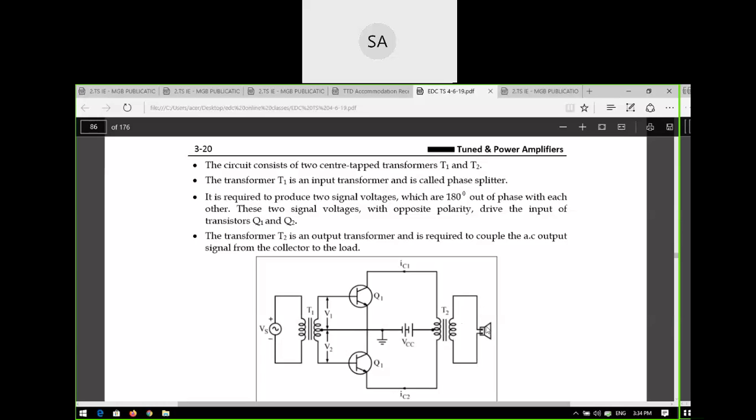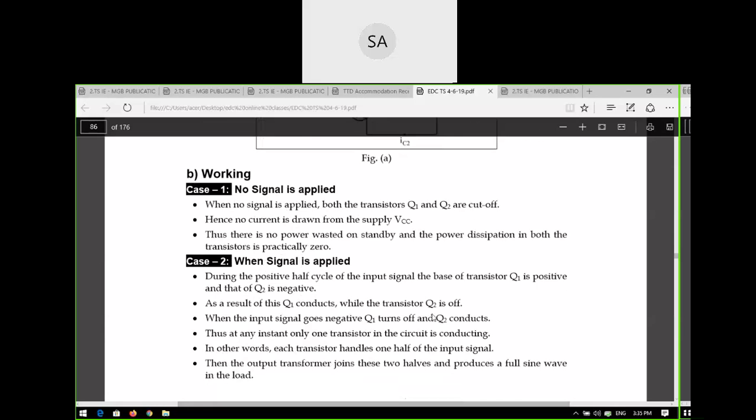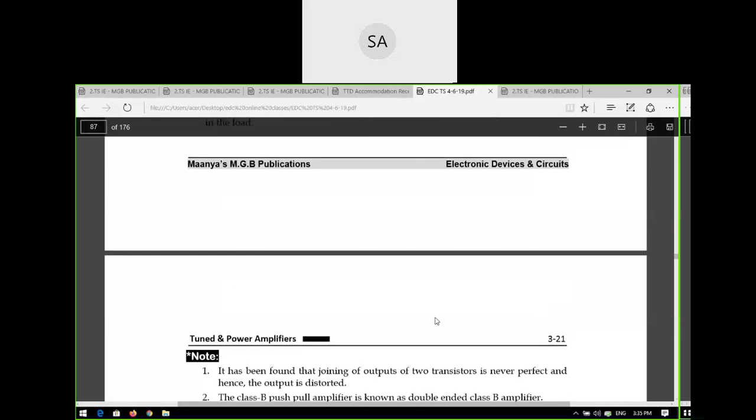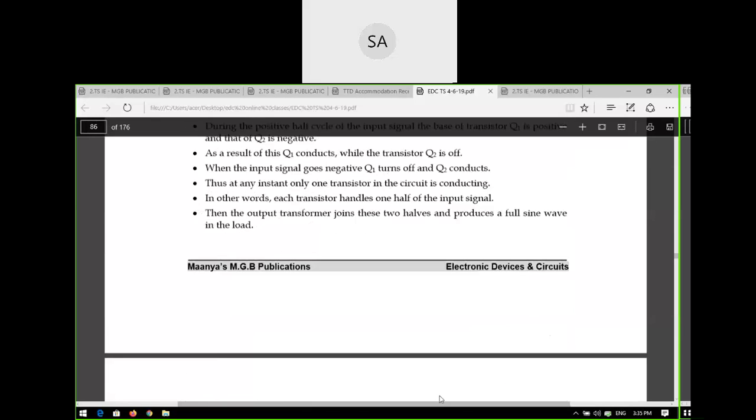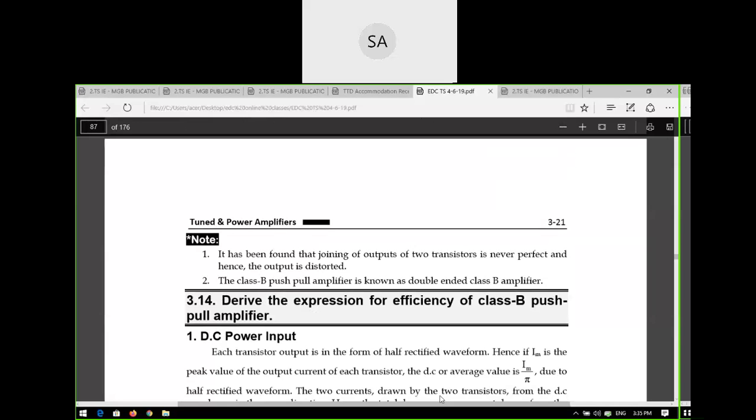Okay, is it clear? So overall, the coupling transformer gives the overall output voltage or output current as a combination of IC1 and IC2. So this is the working of your class B push-pull power amplifier. Joining the outputs of two transistors is never perfect and hence the output is distorted.